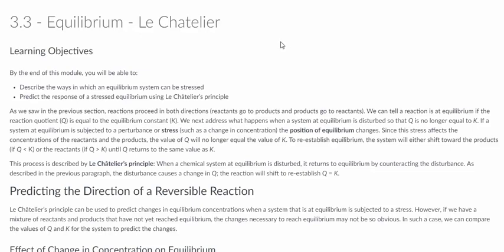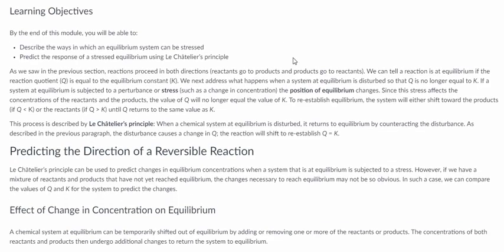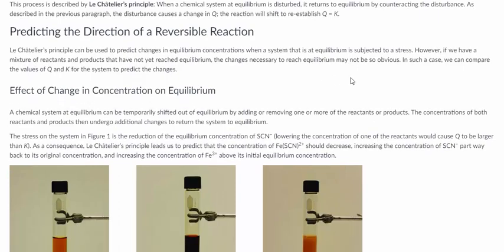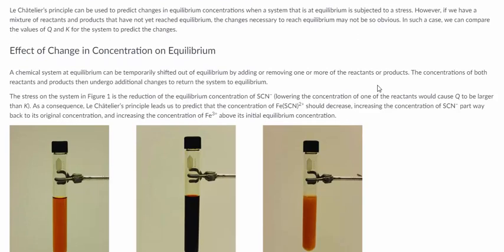There are many different ways an equilibrium can be shifted or stressed. There was a guy, his name was Le Chatelier, and he came up with this theorem that if an equilibrium is stressed, the equilibrium will adjust in order to reduce that stress. And that's called Le Chatelier's principle. Now, we can predict the direction of a reversible reaction depending on what stress is applied.